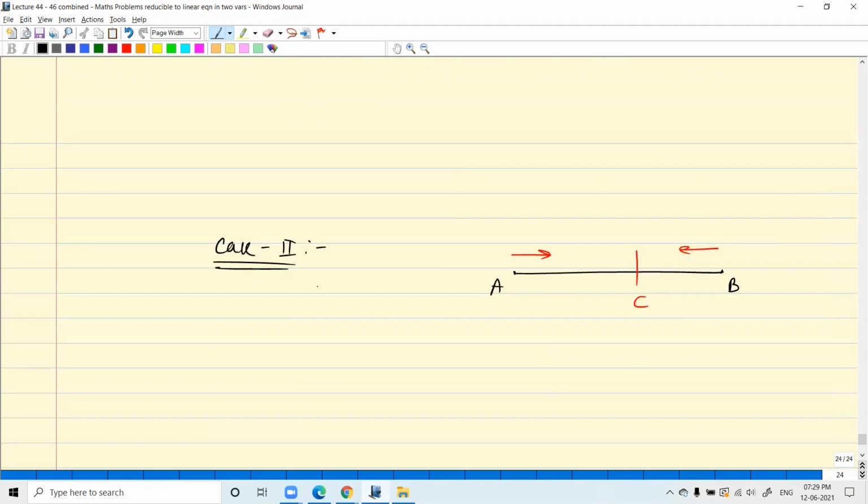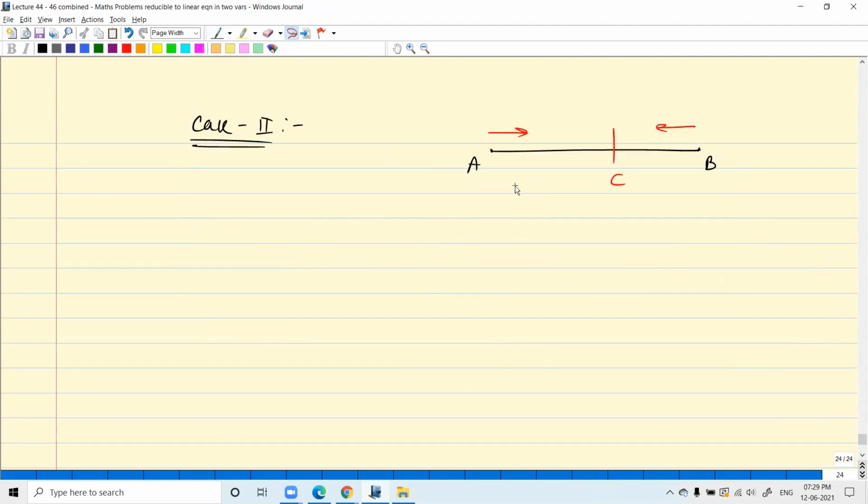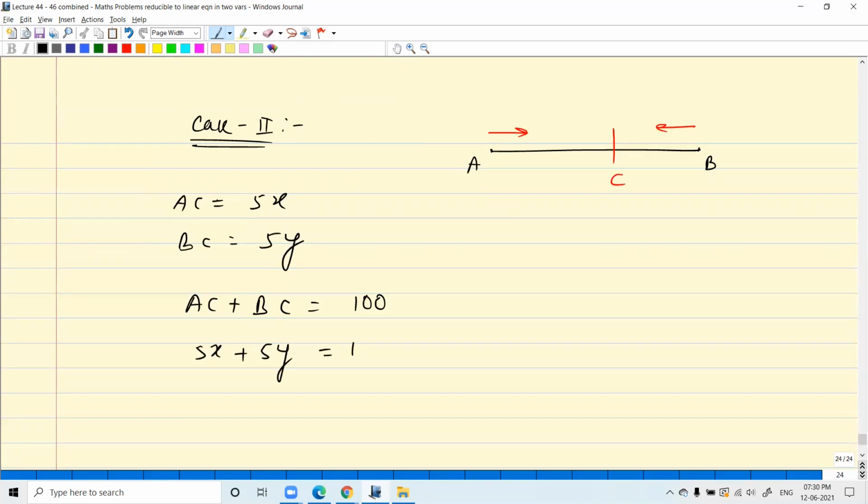Same way, we need to take the case 2. In this case, what will happen? Car A will travel this distance, A to C. Car B will travel B to C. And this time AC plus BC will become AB. So we know that AC, it is again 5x, BC is 5y, and AC plus BC is 100 kilometers. So 5x plus 5y is equal to 100.